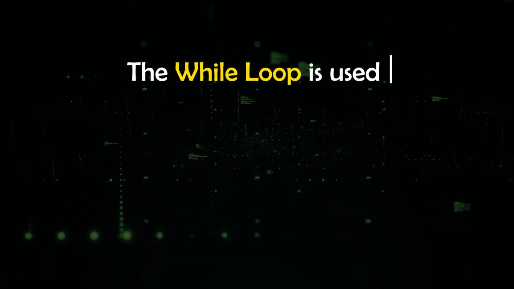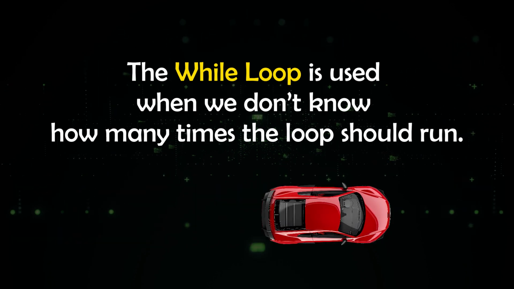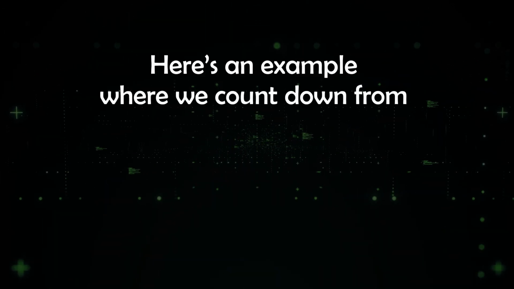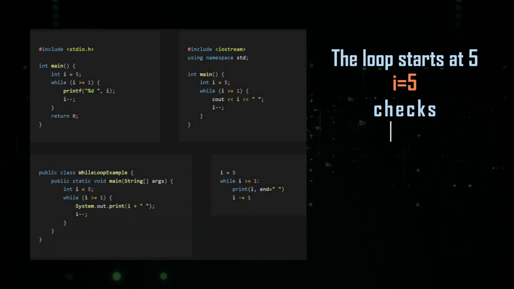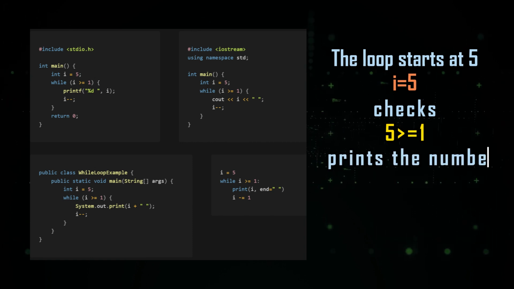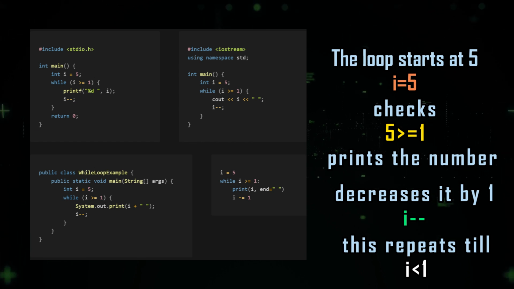The while loop is used when we don't know how many times the loop should run. It continues as long as a condition is true. Here's an example where we count down from 5 to 1. The loop starts at 5, checks if i is greater than or equal to 1, prints the number, and decreases it by 1. This repeats until i is less than 1.